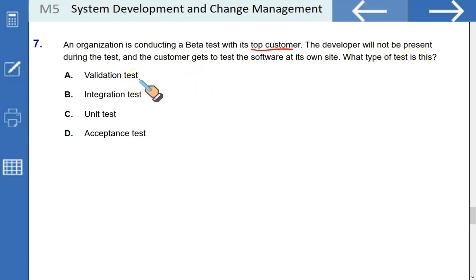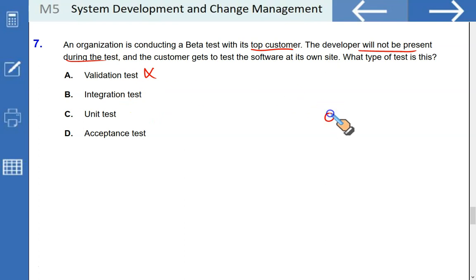Validation test. Validation testing basically is a confirmation that a product, the system that we have developed, meets its intended use and the needs of its users. Since validation tests are conducted when the developers are present, this is not the option here. We are looking for the testing when the developer itself is not present.